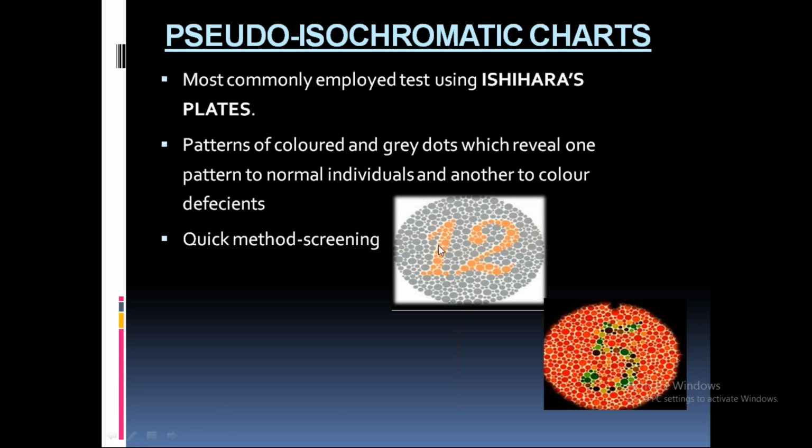This is number 12. You have to identify this number in the Ishihara chart. This is number 5. You identify the numbers in the Ishihara chart based on their color. This is a mixture of various colors. This is only a single color. Ishihara plates are a quick method of screening for color vision.